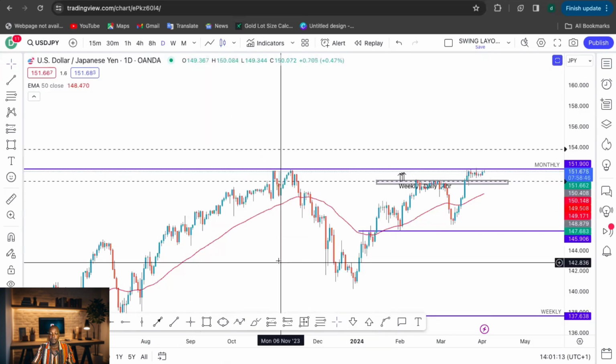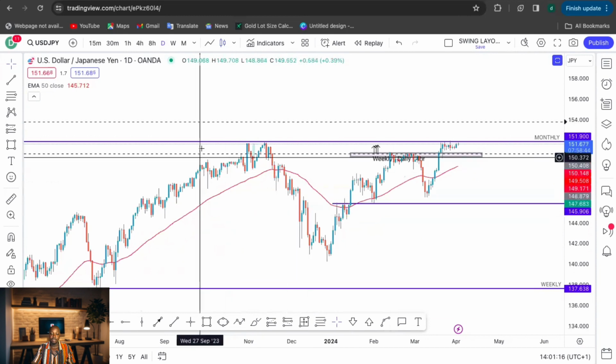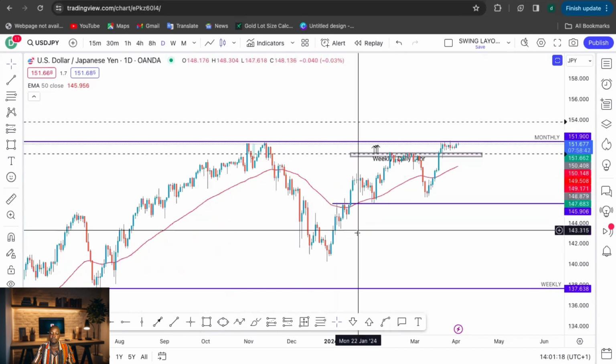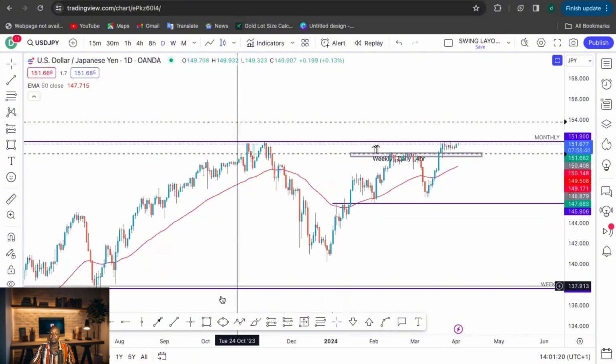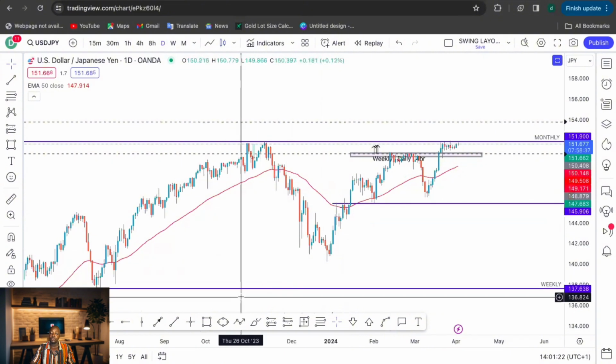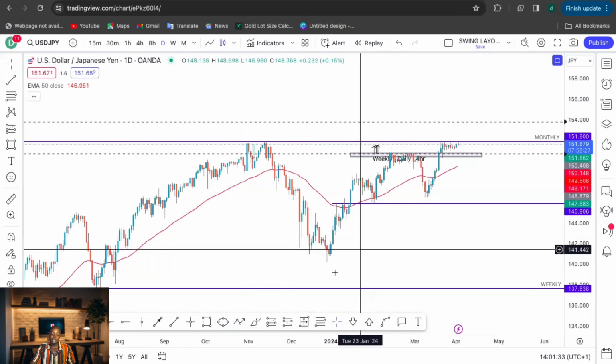Now, how do I use this? I use this as a filter to confirm my trend. If I feel like this market is in an uptrend, like I said, with or without this indicator, I know what the trend is. I just use this as an added confluence, to give me more confidence. I can see that this market is in an uptrend.